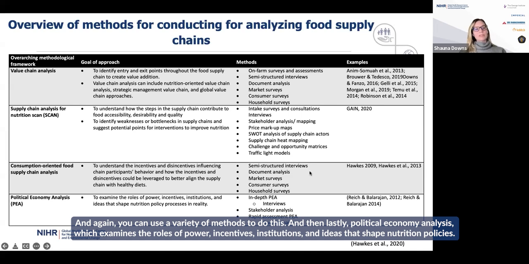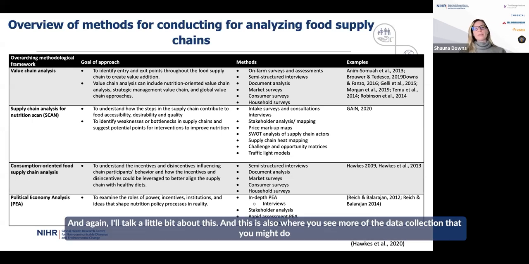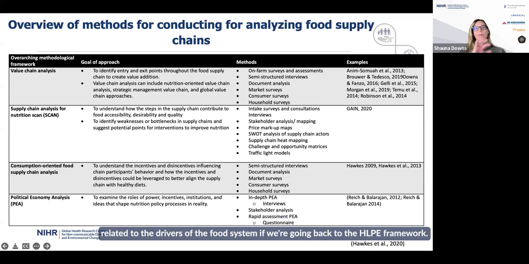And then lastly, political economy analysis, which examines the roles of power, incentives, institutions, and ideas that shape nutrition policies in reality. And again, I'll talk a little bit about this. And this is also where you see more of the data collection that you might do related to the drivers of the food system if we're going back to the HLPE framework.